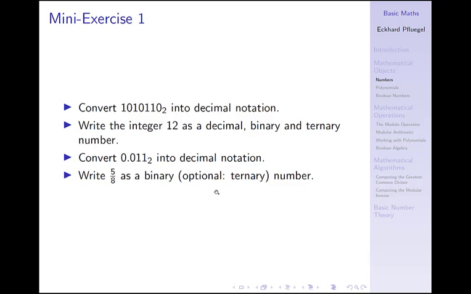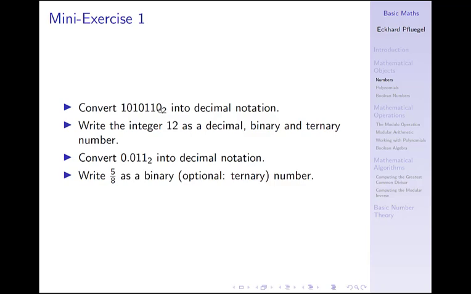mini exercise. So can you convert, and that's not difficult at all, this binary number into decimal notation? So all you need to do here is to add up the powers of 2. Whenever there's a 1, you will take that power of 2 into account, and if it's a 0, then obviously you don't need to. So you add that up, you obtain your decimal number.